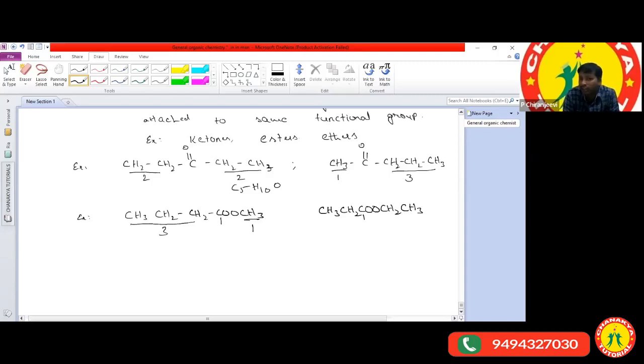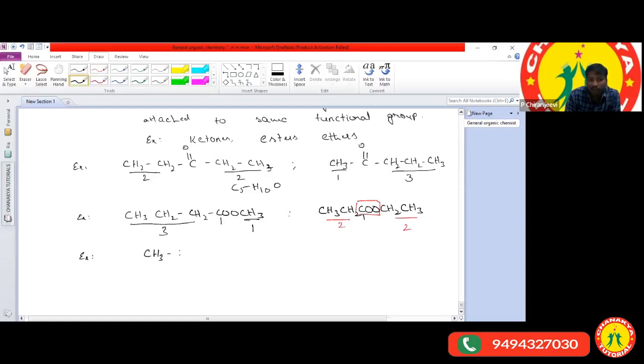In the second structure, this is the ester functional group. The functional group given here is the ester only. But if you check the right side and left side, this side has 2 carbon atoms, and this side also has 2 carbon atoms in the carbon chain length. But in the first one, the number of carbon atoms is different in the chain length attached to the same functional group. Due to that reason, these two are considered metamers. And one more example I'll give. What is another example here?